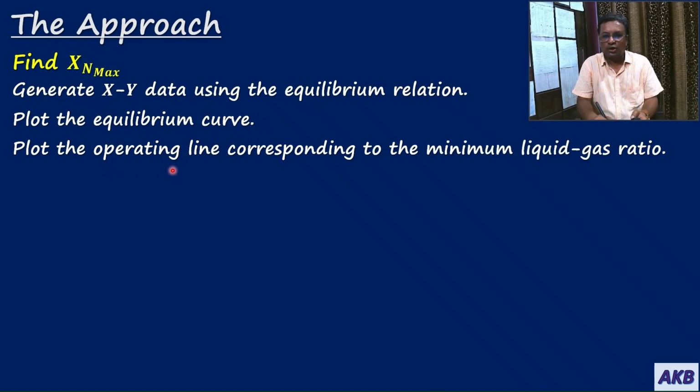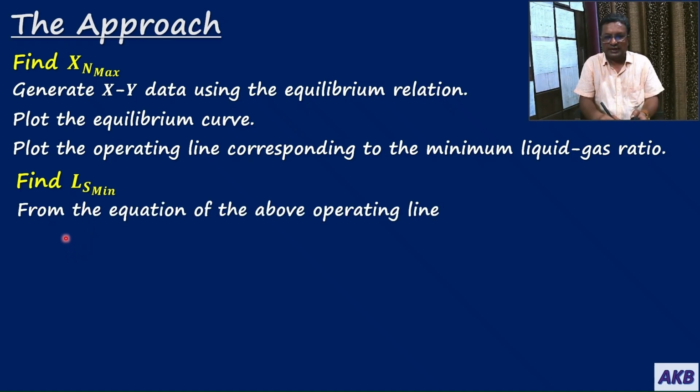Then after that, we will plot the operating line that corresponds to the minimum liquid to gas ratio on the equilibrium diagram. So this is required for finding X in max. That's why first we will be plotting the operating line that corresponds to the minimum liquid to gas ratio. And then from the slope of the operating line, you can get X and max. Then after that, we will be getting ELS minimum. So how are you going to get that?